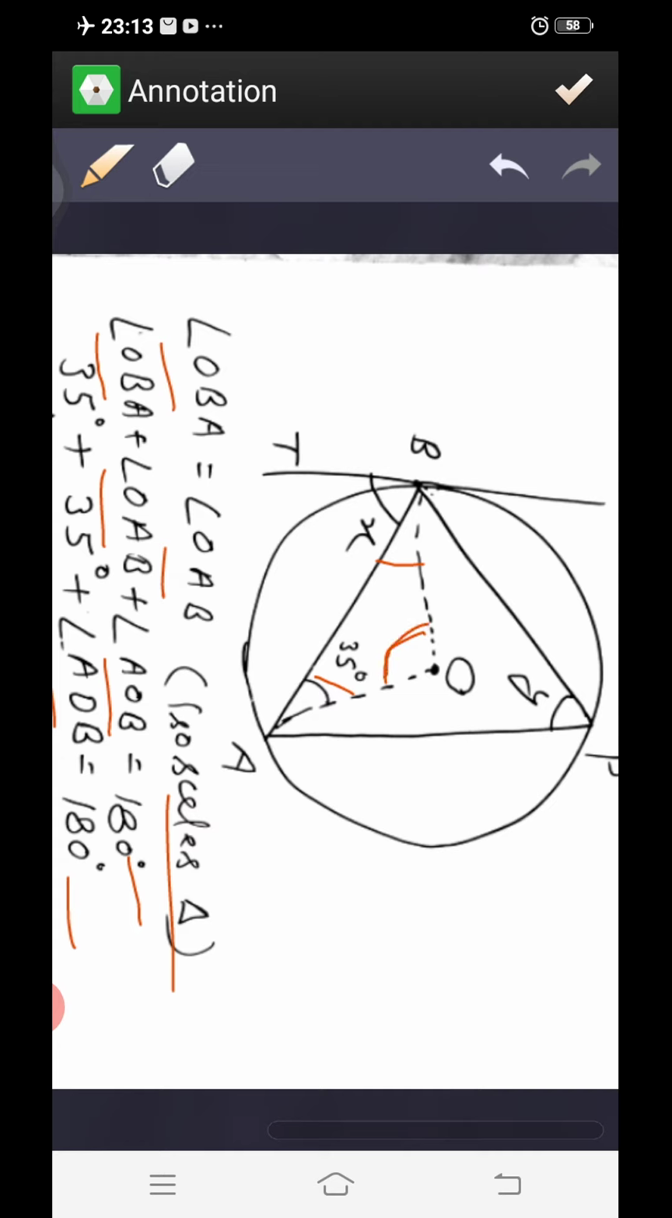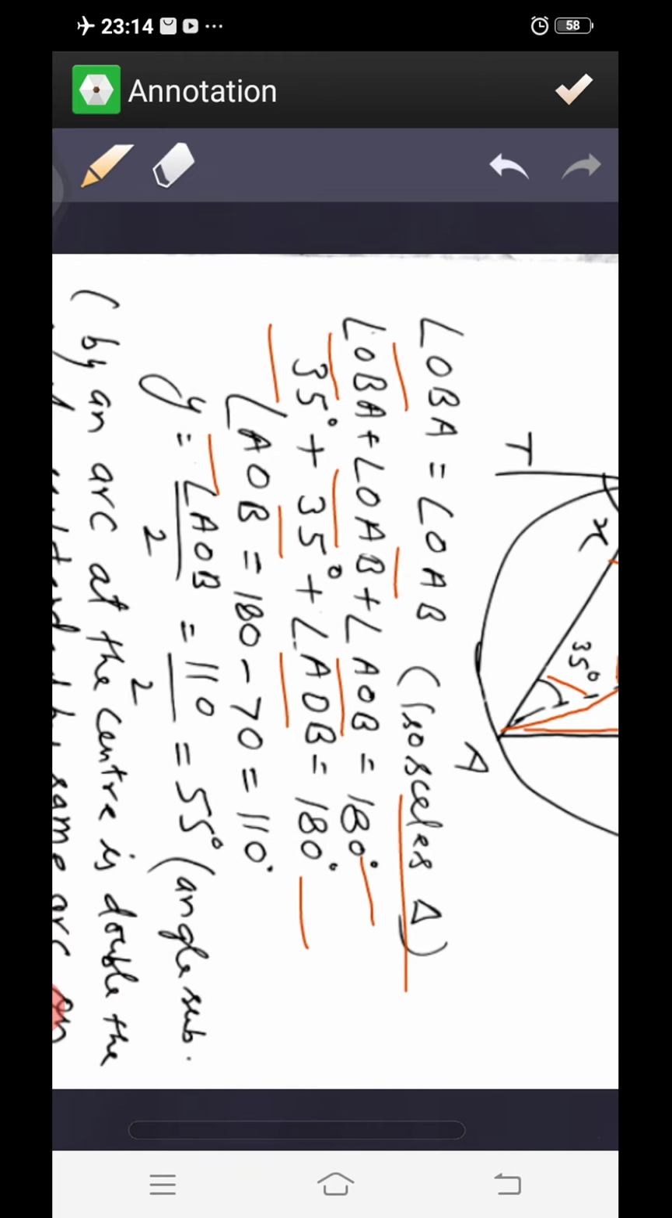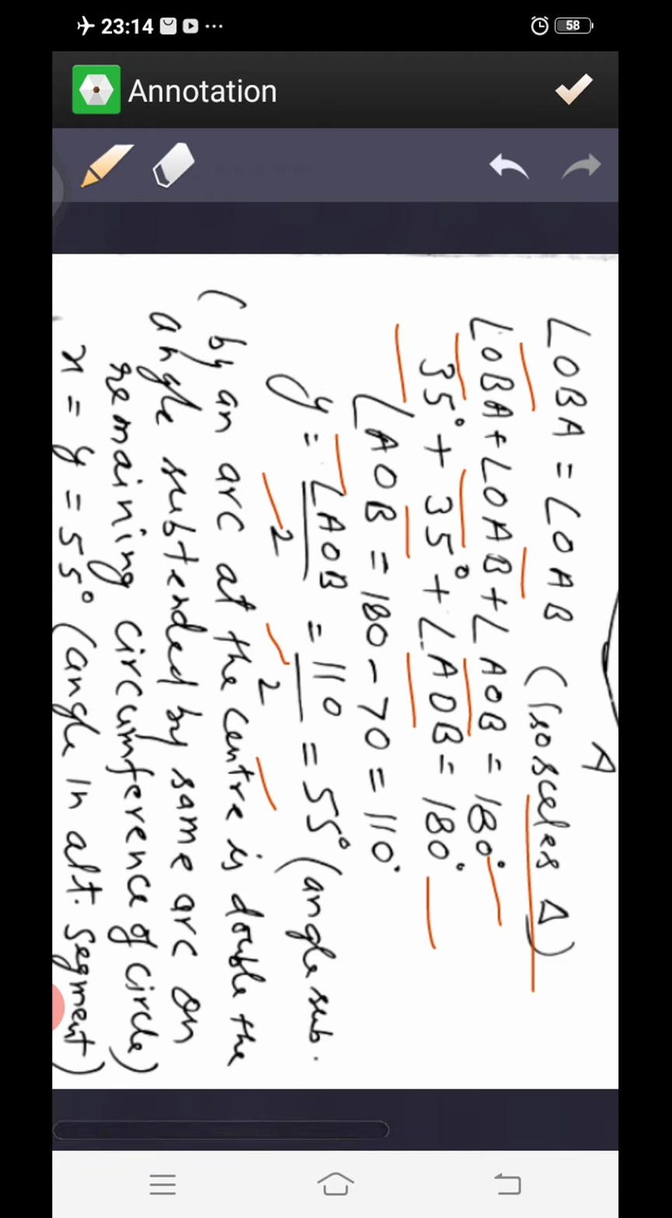Now we can see this angle is formed by the chord at the center, and angle y is formed by the same chord at the circumference. So angle y will be half of the angle AOB, that is 110 upon 2, 55 degrees. You know that angle subtended by an arc at the center is double the angle subtended by the same arc on the remaining circumference of the circle. So x equal to y equal to 55 degrees. x and y both are 55 degrees, since angles in alternate segment.